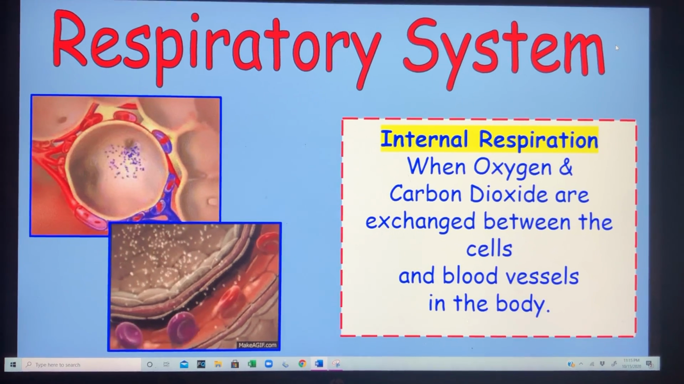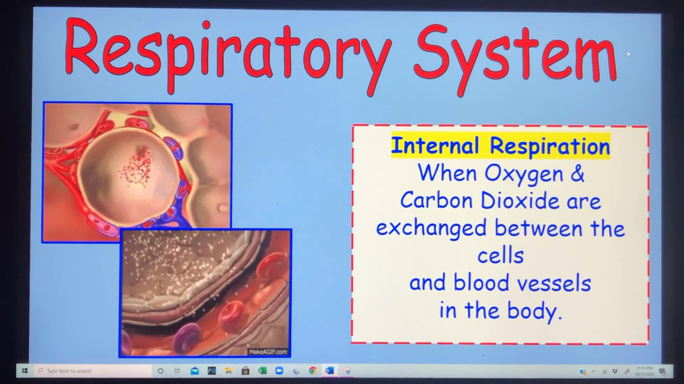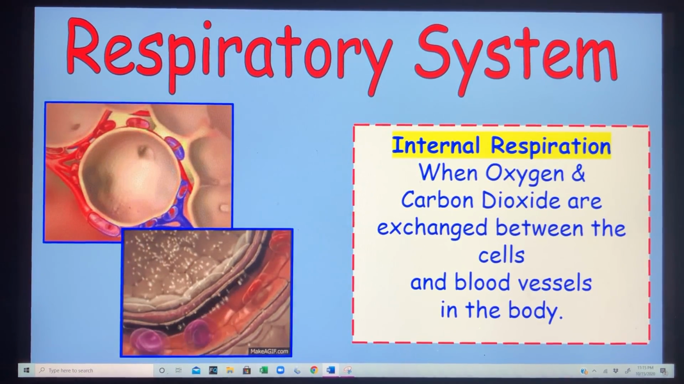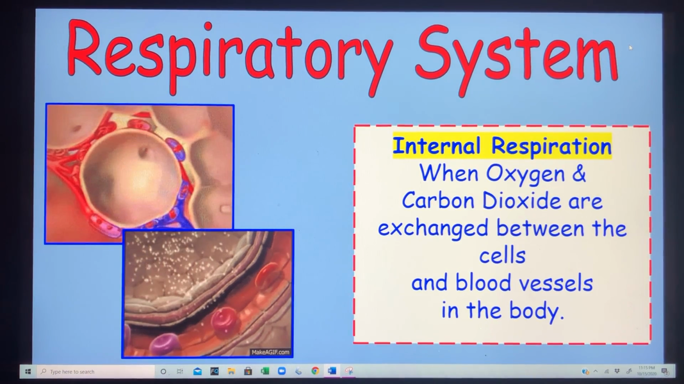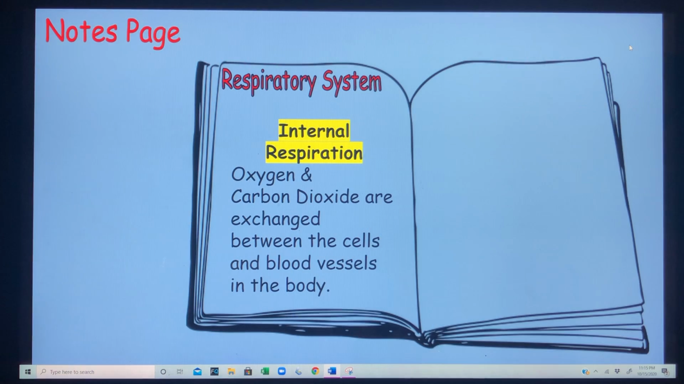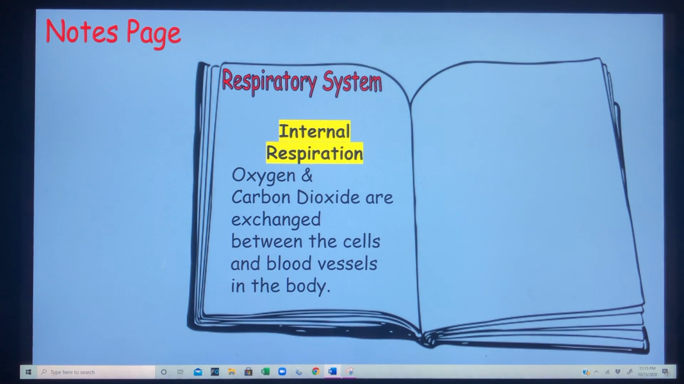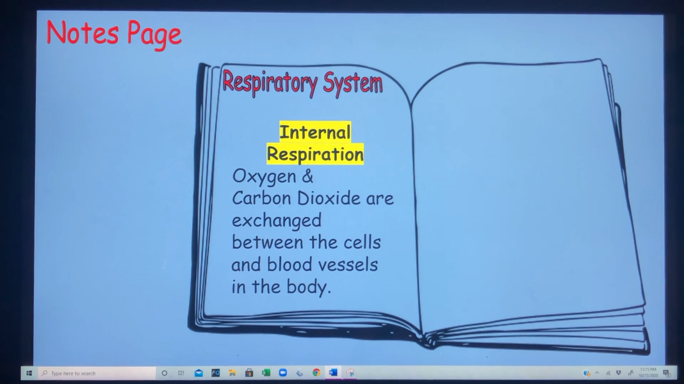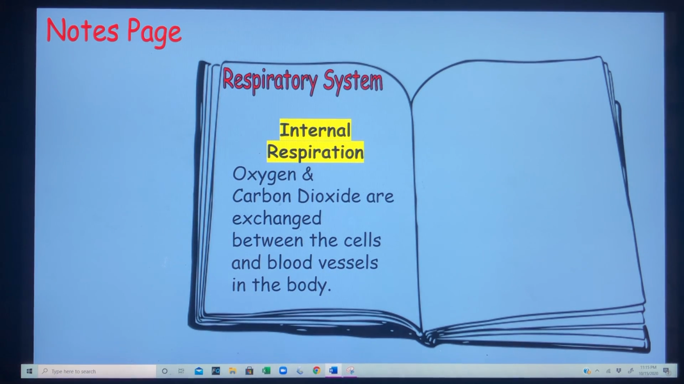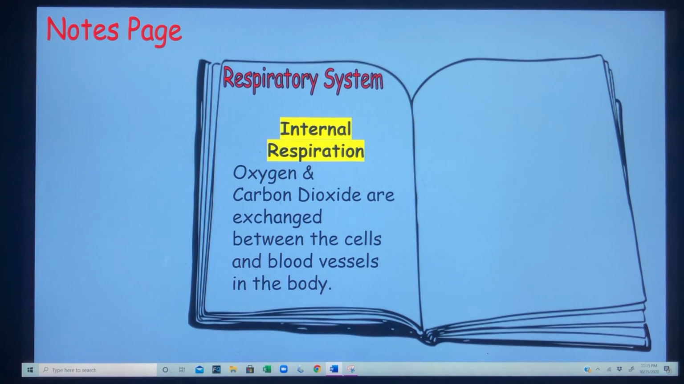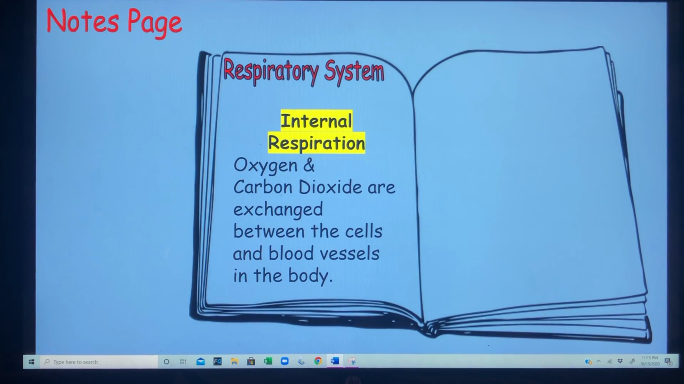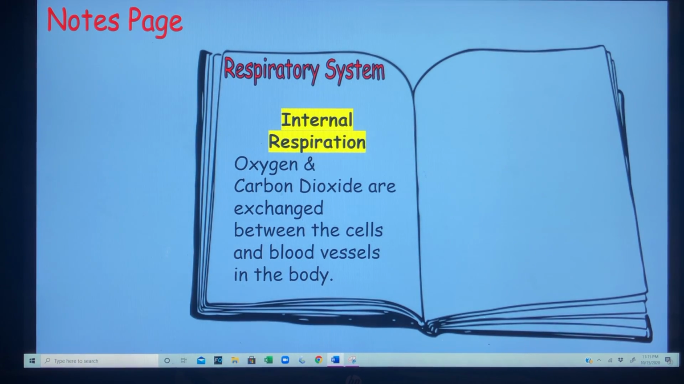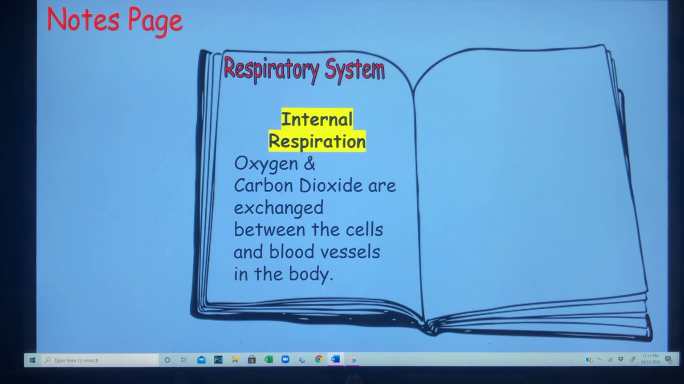Internal respiration is when oxygen and carbon dioxide are exchanged between the cells and blood vessels in the body. For your entry for internal respiration, please write down that oxygen and carbon dioxide are exchanged between the cells and blood vessels in the body. Again, please press pause if you need extra time for this entry, and then you can press play when you're ready to move on.